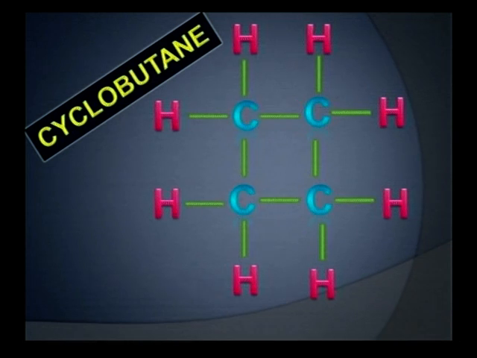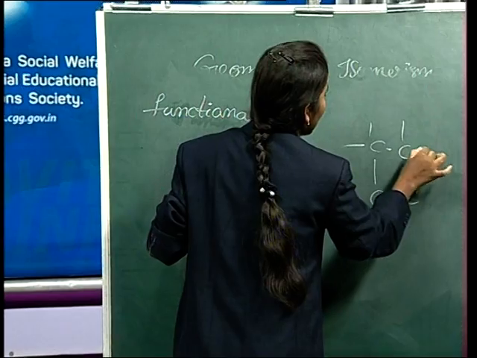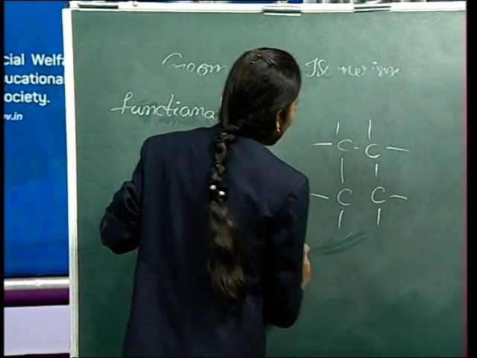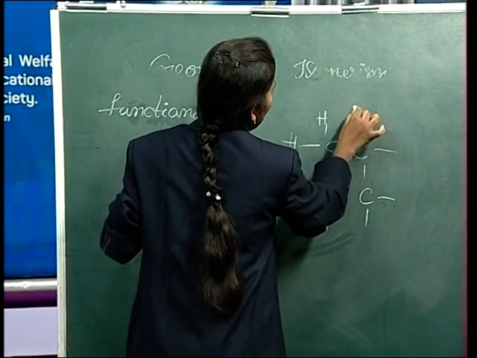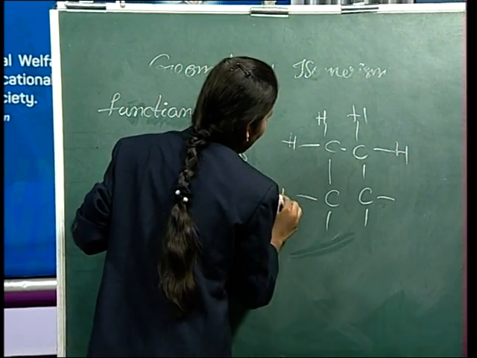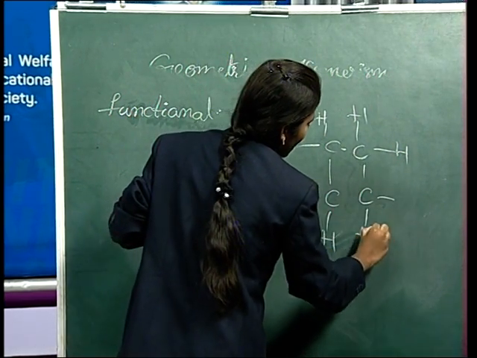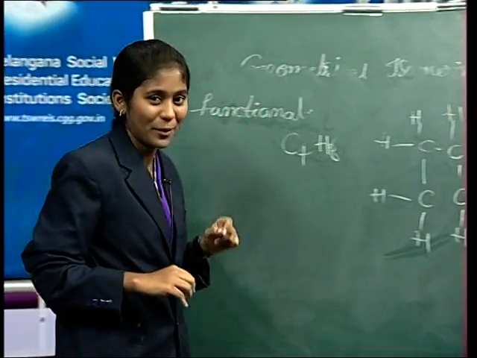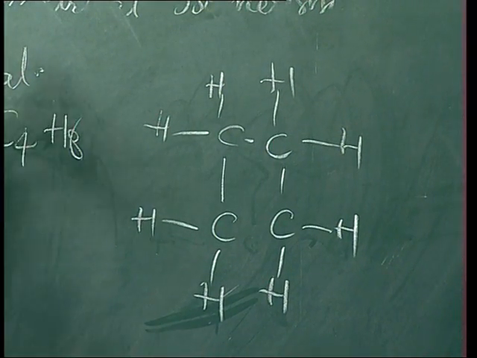So here butene converts to what? Cyclobutane. How is it possible? Possible. 1, 2, 3, 4: 4 carbons are here. And how many hydrogens are there? 8. Let us count it: 1, 2, 3, 4, 5, 6, 7, 8. Am I right? Yes, here it is C4H8.